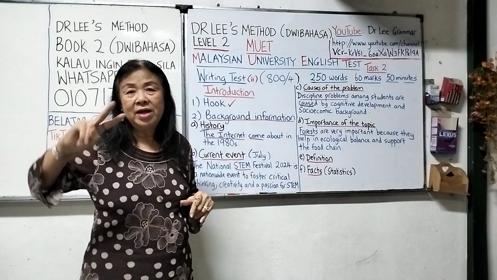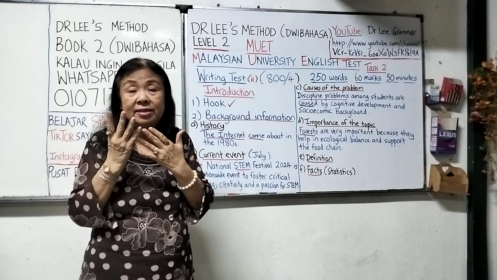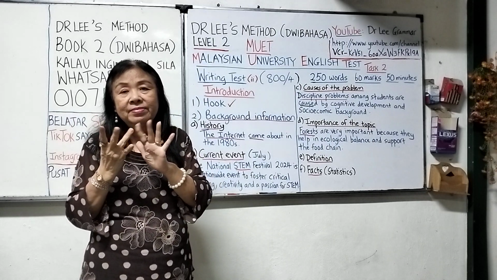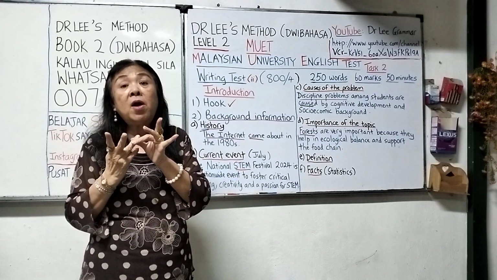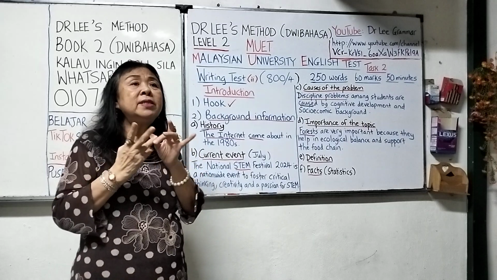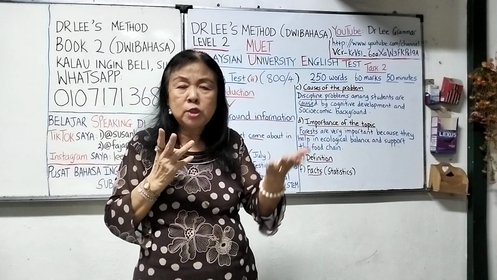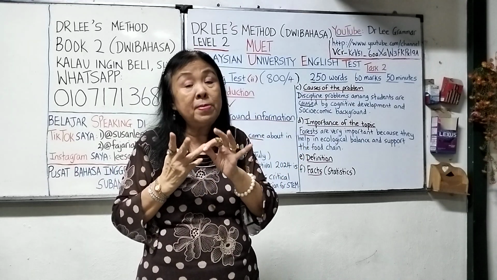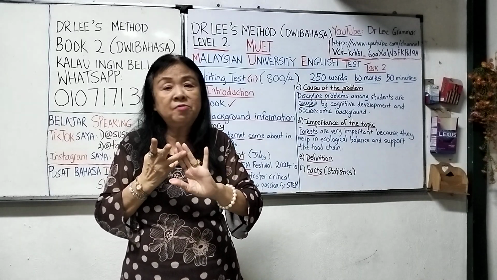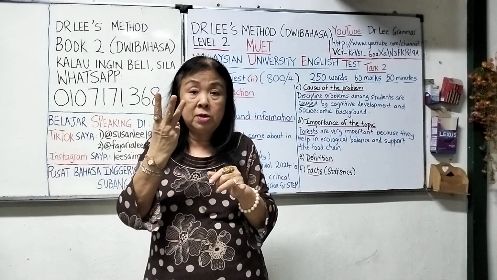So I taught you, and I told you that introduction consists of 4 parts: hook, background information, stand, thesis statement. This stand is for argumentative essay. So if it is not an argumentative essay, meaning do you agree? Then you say, oh, I agree, I totally agree, I partially agree, I disagree. That is argumentative. So if it is not an argumentative essay, you don't have to write stand. You directly jump to thesis statement. So that will be 3 parts.